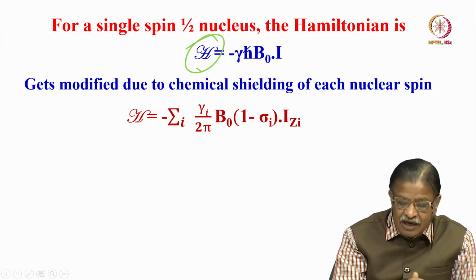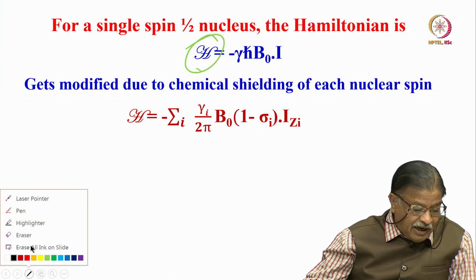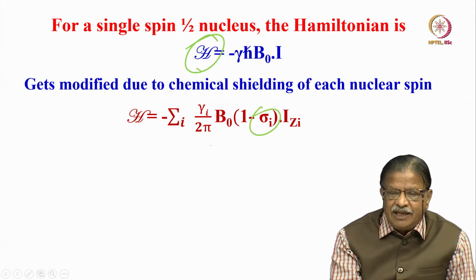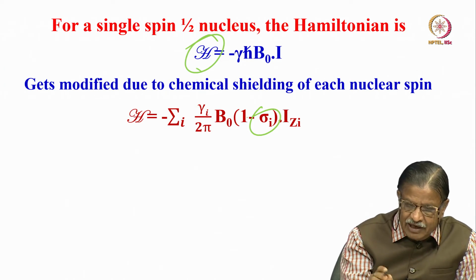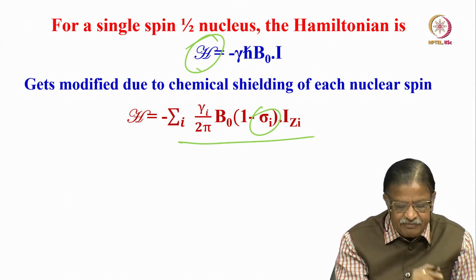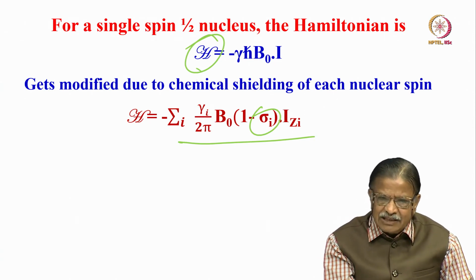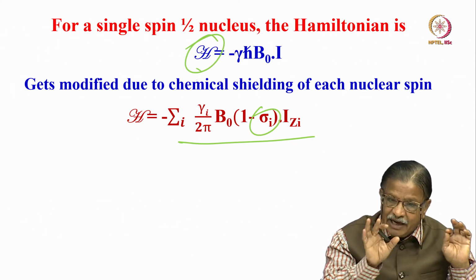we knew the resonating condition. Now, this modification term that we have put is 1 minus sigma I, which is due to chemical shielding, the screening constant we discussed. So, now the Hamiltonian, without taking into account scalar coupling, gets modified because of the chemical shift like this. So, this is the Hamiltonian only considering interaction of the nuclear spin with the magnetic field, taking into account the chemical shielding.